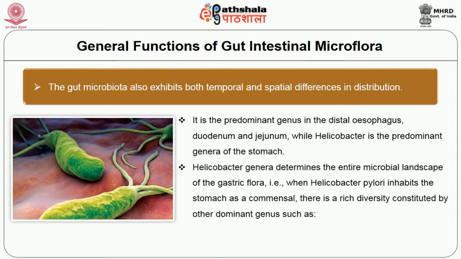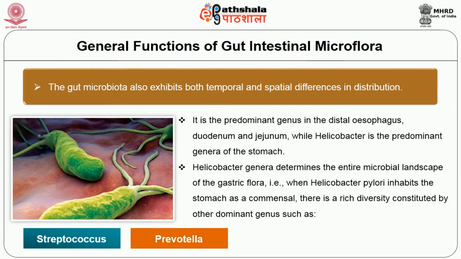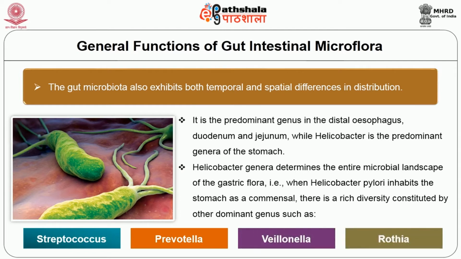Helicobacter genera determine the entire microbial landscape of the gastric flora. When Helicobacter pylori inhabits the stomach as a commensal, there is a rich diversity constituted by other dominant genera such as Streptococcus, Prevotella, Veillonella and Rothia. This type of diversity is disturbed when Helicobacter gains pathogenicity.